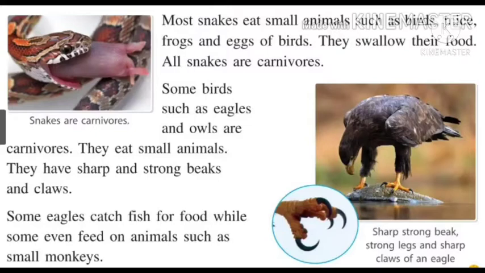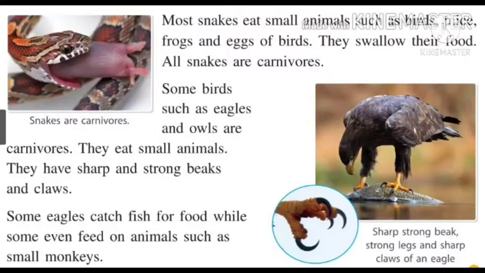Here we talk about the snakes and some birds who are carnivores. The snakes eat birds, mice, frogs and eggs of birds. Do you know the meaning of mice? It is the plural of mouse. So as we know, the snakes eat rat or mouse. So snakes are carnivores.